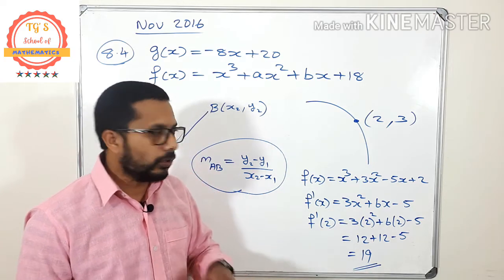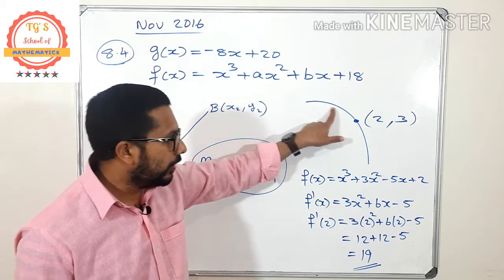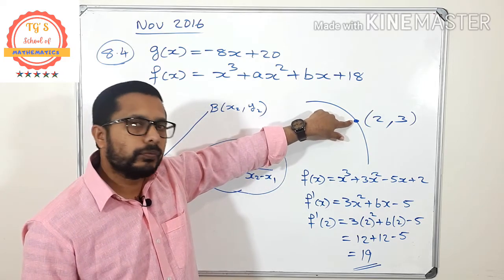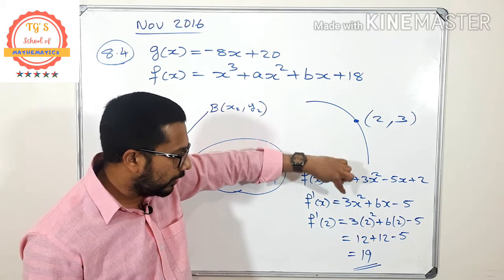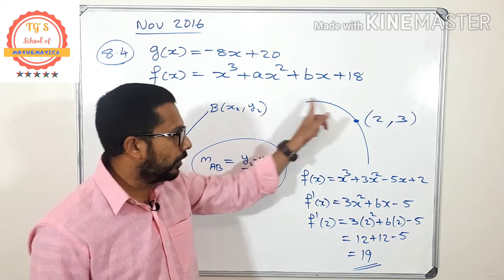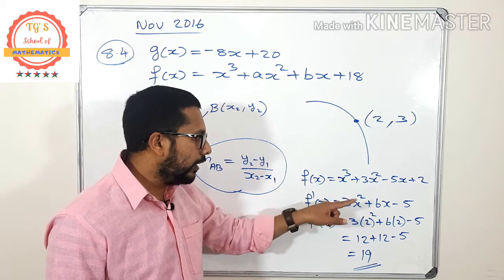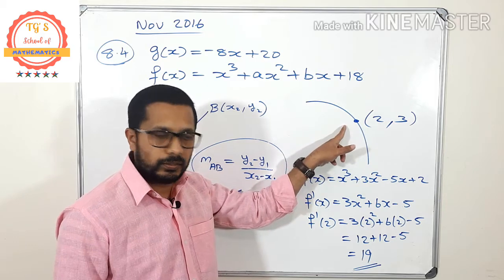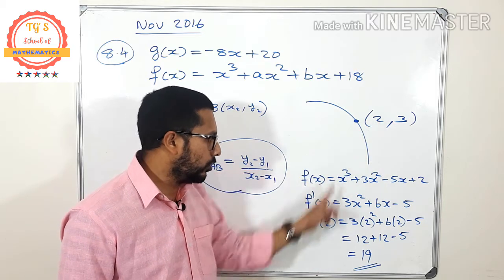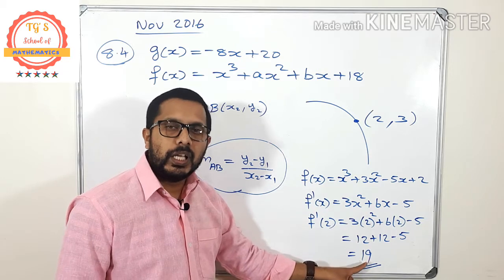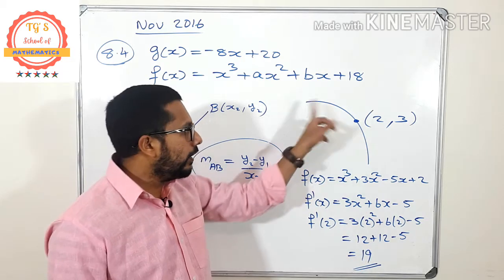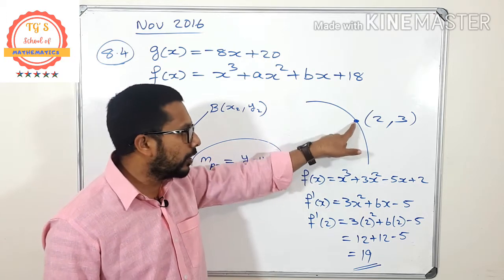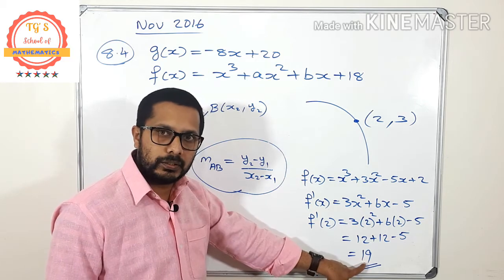Okay, so listen once more. What do I want to find? I want to find the gradient of this curve at this particular point. For that, first I have to find the derivative of the given equation, or the equation of this curve. Then in that derivative you have to substitute the x value of that point. When we substitute the x value, that means 2, what is the answer we got? 19, and that 19 is the gradient of this curve at this particular point. Do you understand?